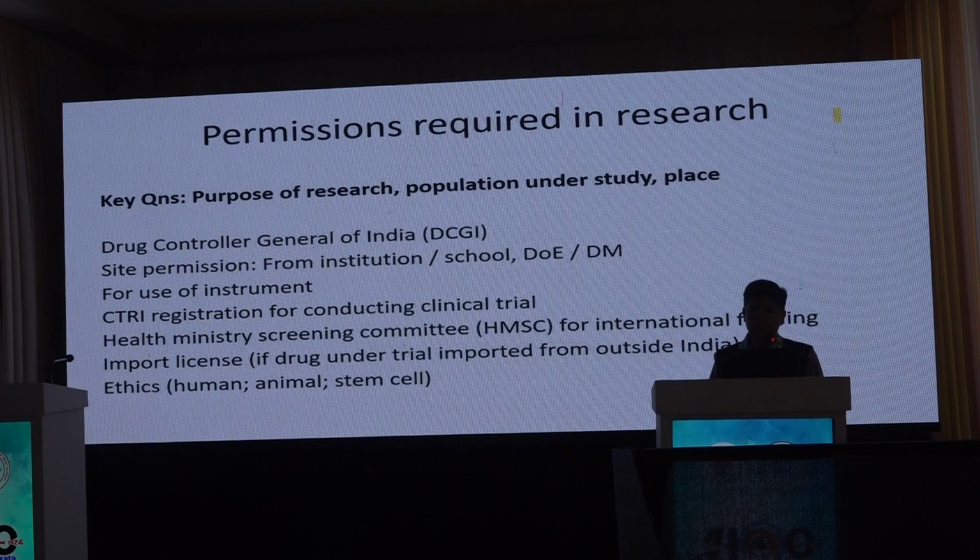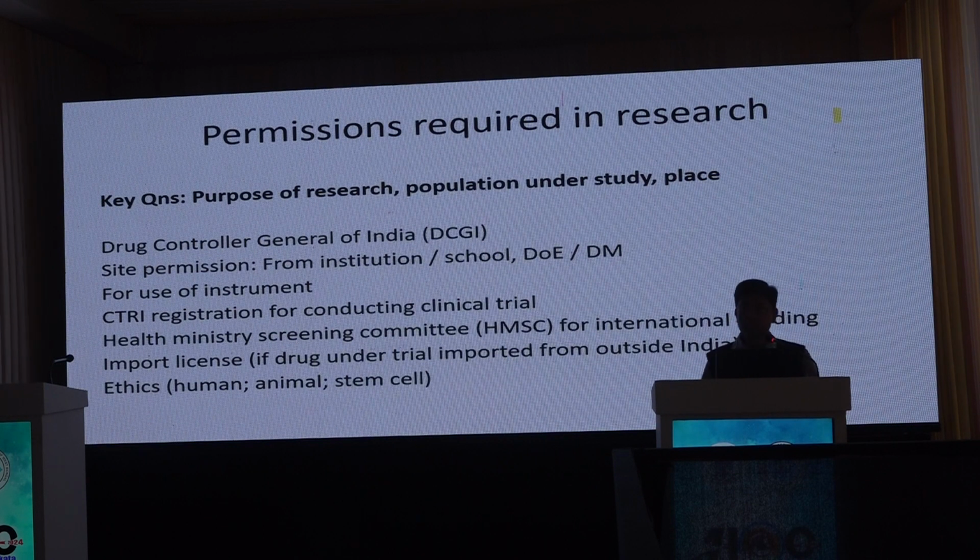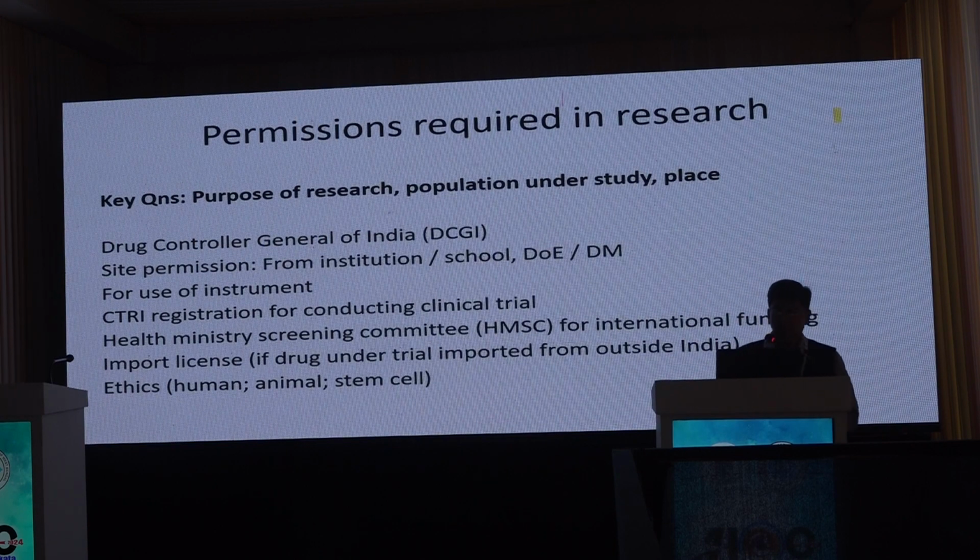Wherever you are going to do your research, like I mentioned, the site or place is important. So site permissions are important, depending upon your institution, your school. If you're doing it in a school or an academic institution, like a lot of us are involved in school screening, besides the permission from the principal, you may have to go to the Directorate of Education or the DM of that place, because these permissions are required for doing a school survey.